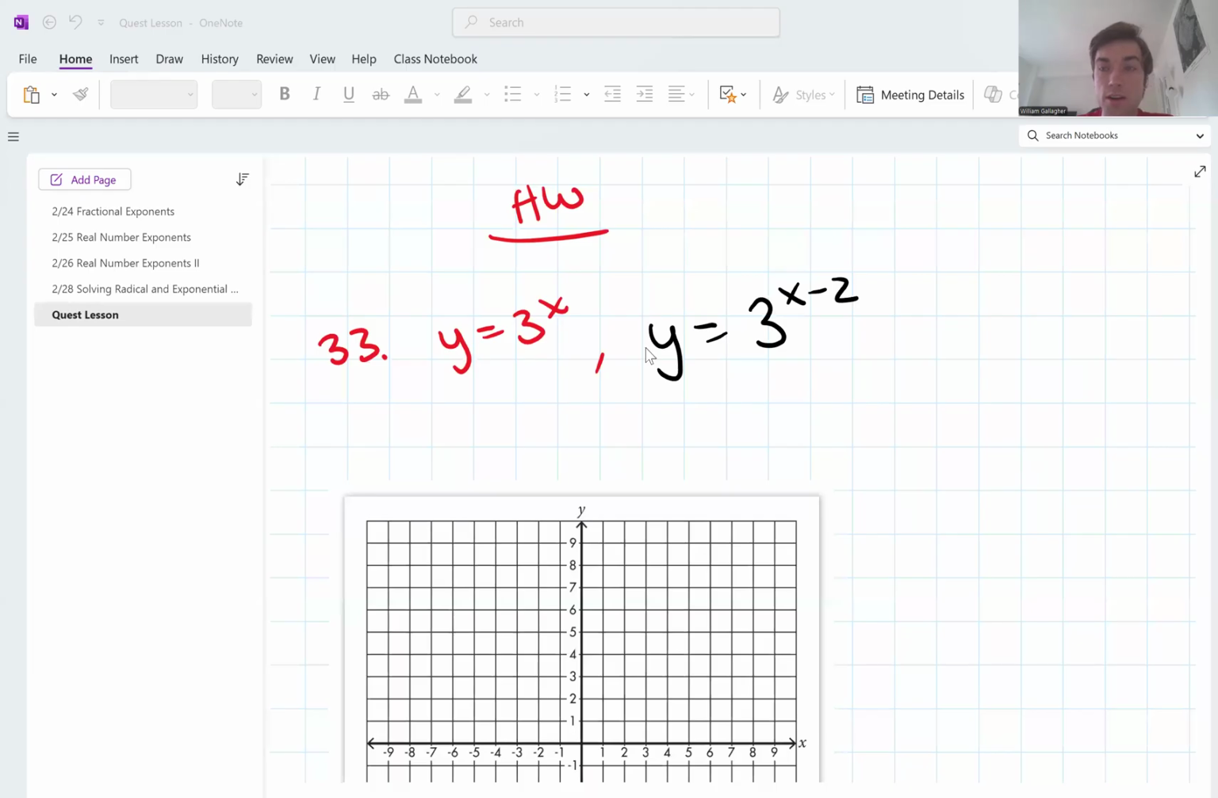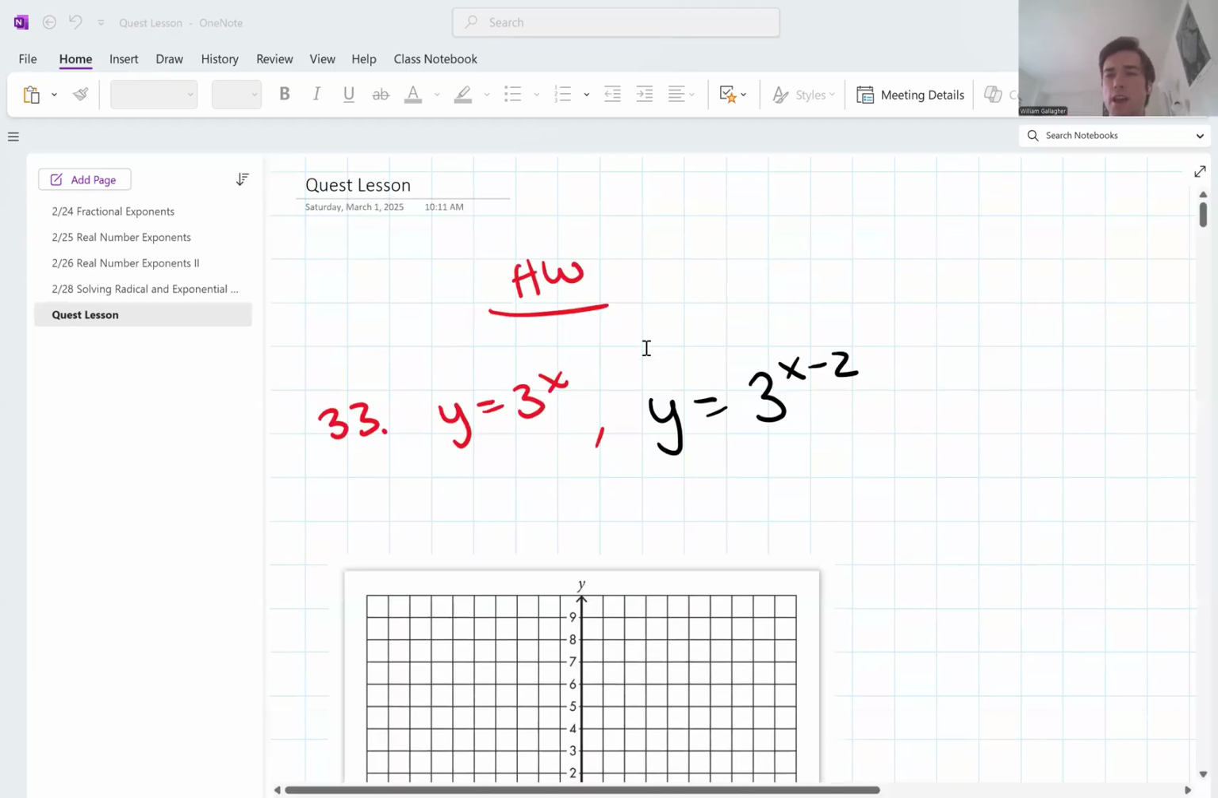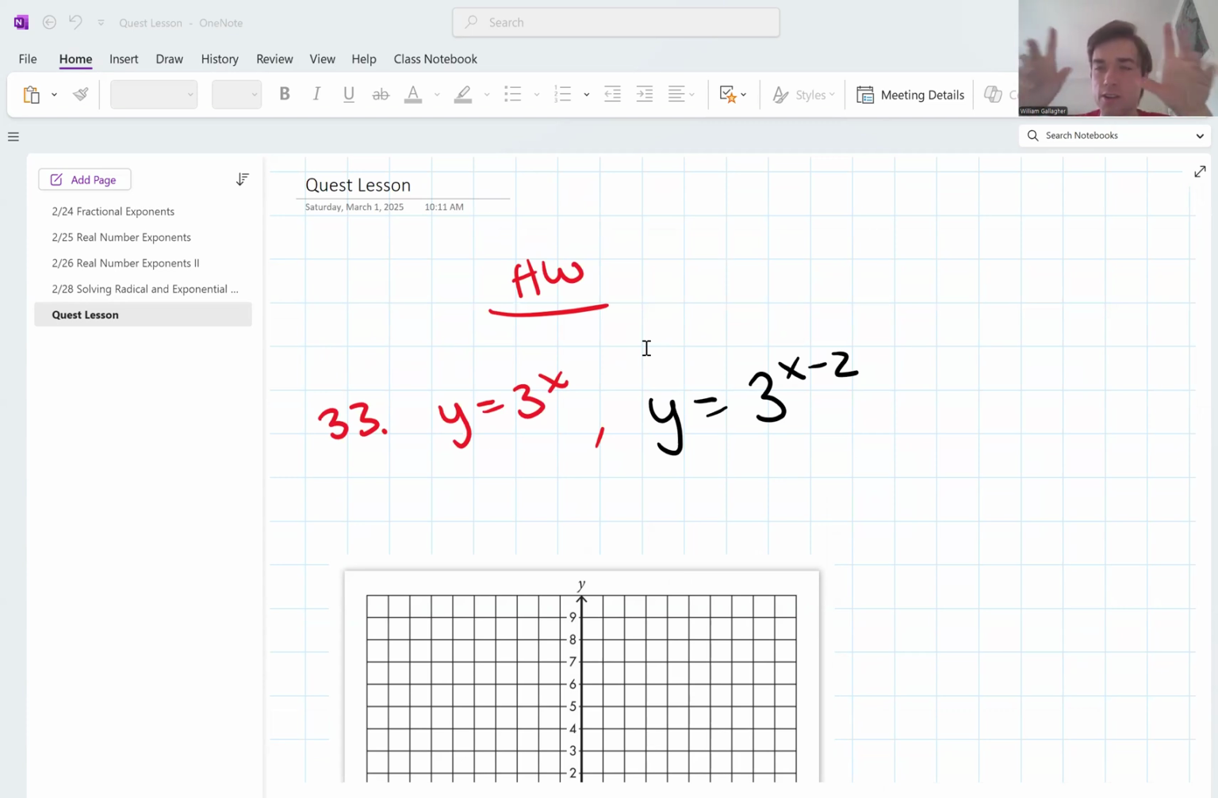So I want to start by saying that we're going to go over the homework that was due the day you all left for Quest. I wanted to go over the graphs specifically. I think based on our conversations in class, I was pretty confident with where we were when it comes to manipulating the real exponents, right? There's some radicals in there, but I felt pretty good about that. I want to talk about 33 and 35.